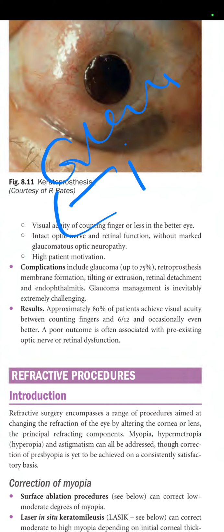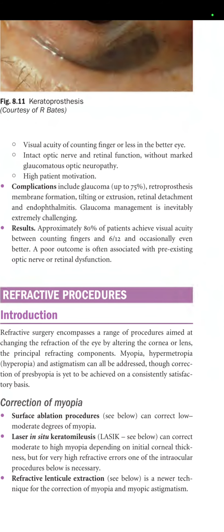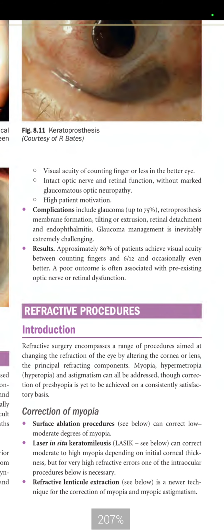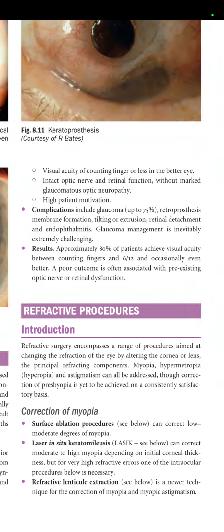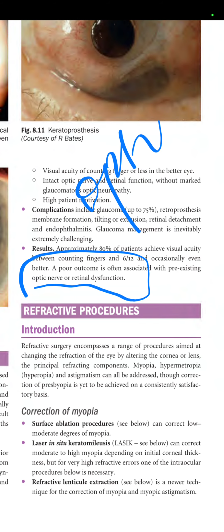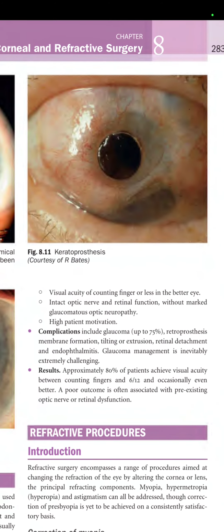Result: approximately 80% of patients achieve visual acuity between counting fingers and 6/12, occasionally even better. A poor outcome is often associated with pre-existing optic nerve or retinal dysfunction. So, retinal function and an intact optic nerve are very important in the case of the keratoprosthesis. So, you can see the keratoprosthesis here. You can see that this is an optical implant that is supported by the buccal mucosal membrane.